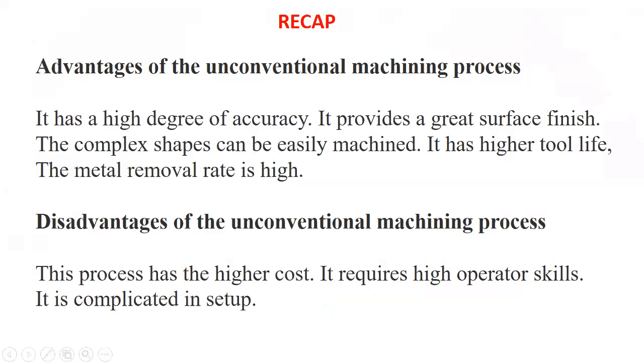So a recap of last class, that is advantages. We have seen unconventional machining processes. It has a high degree of accuracy. It provides a great surface finish. Complex shapes can be easily machined. It has higher tool life. The metal removal rate is high.